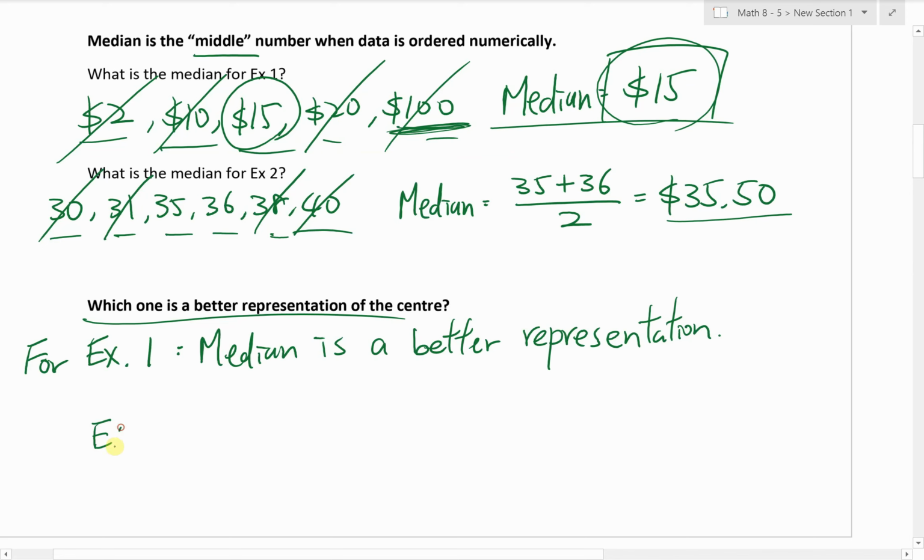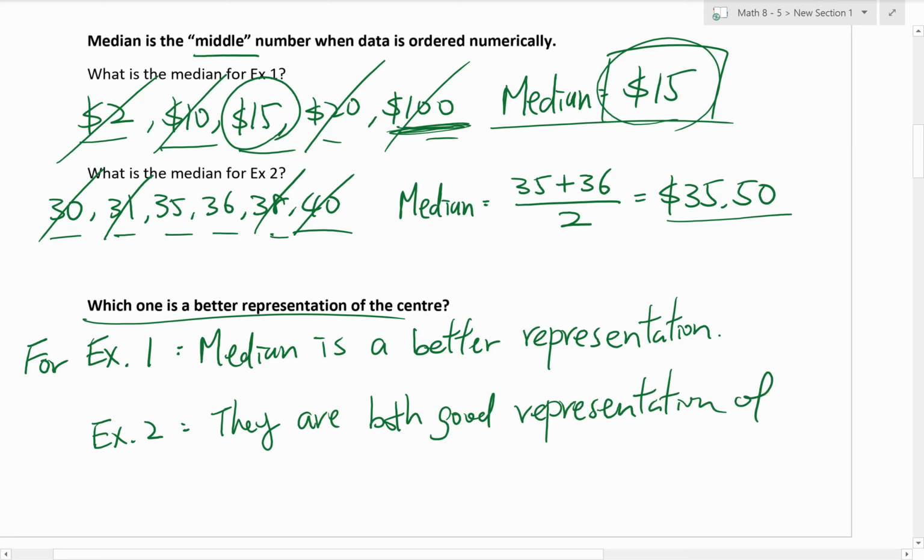Example 2, it doesn't really matter, because you can see they're both quite close. And usually if that's the case, then we just use the mean. There's nothing wrong with the median, but in that case we probably just use the mean, the average. They are both good representations of what a typical cost is. So that's the difference between mean and median.